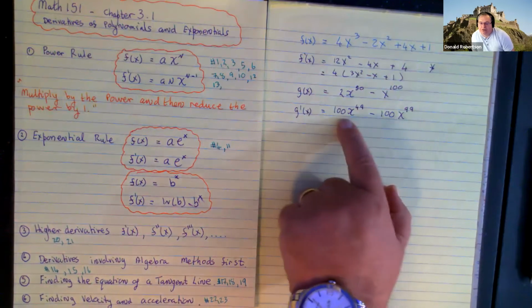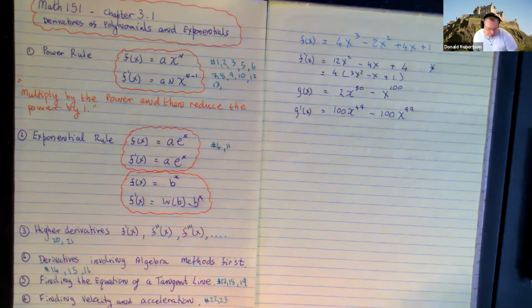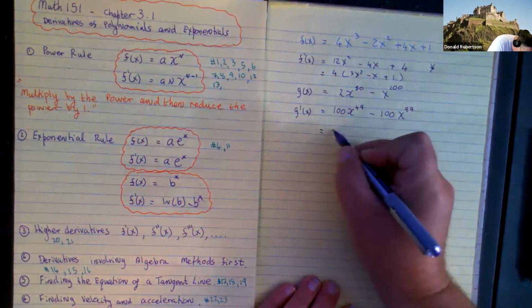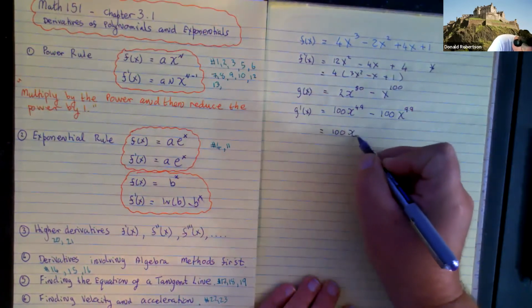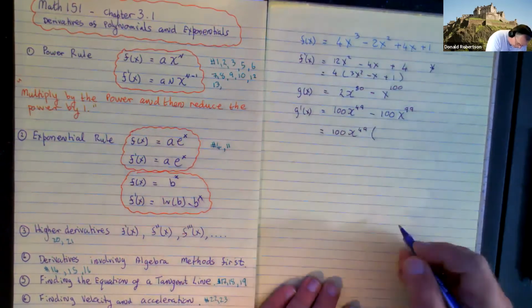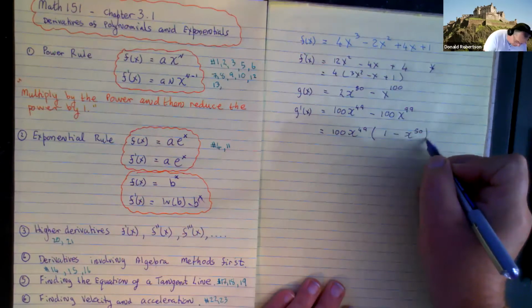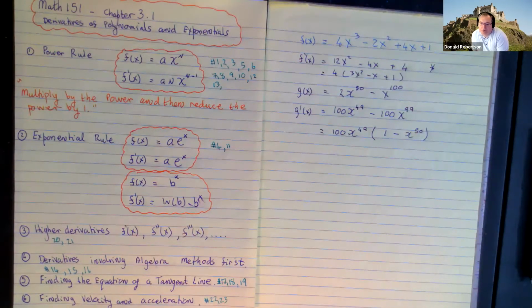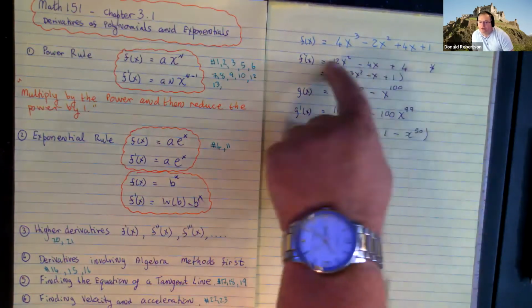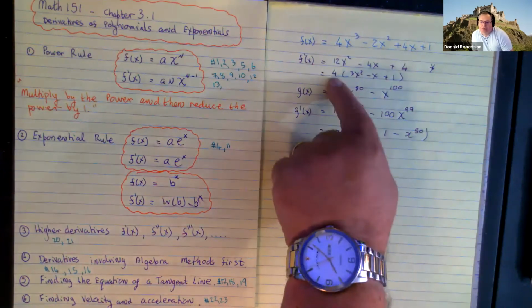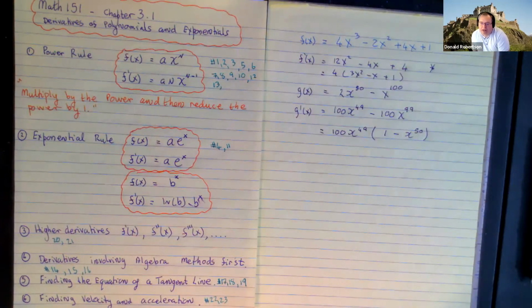On the other hand, this one has a lot more mileage in it. I would be pulling out 100 x to the 49 as a common factor. And that would leave me with 1 take away x to the 50. Are you comfortable with pulling out common factors? In other words, factor the heck out of it. You shouldn't really expect too much out of polynomials. There'll be a lot of situations where the answer is just the answer and you didn't need to do anything. I'm not even sure pulling out 4 makes that any nicer looking, but technically it is what you do.